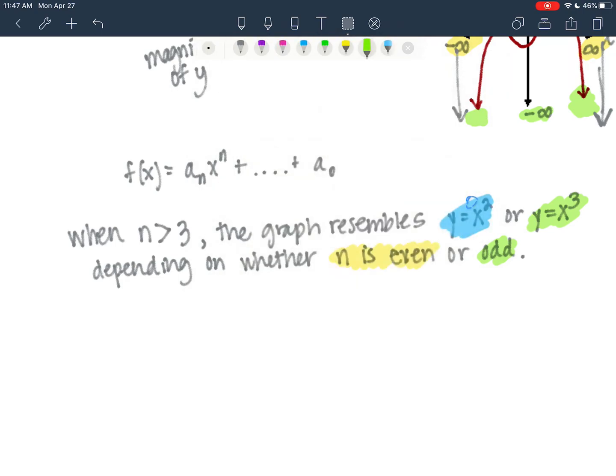And I really should have used a different color here. I don't want to use yellow and green on that same.